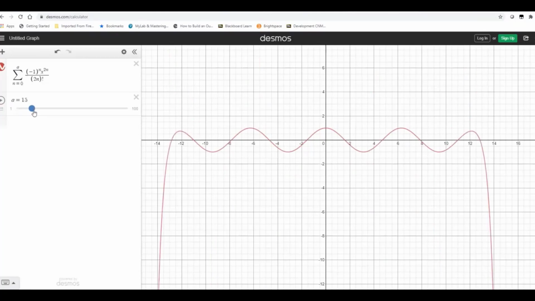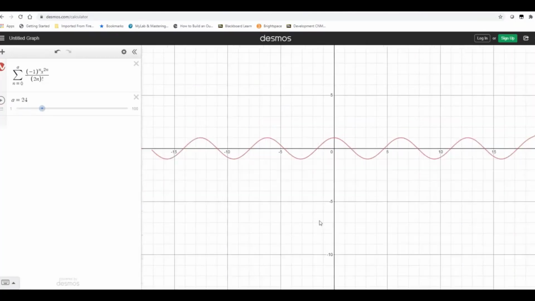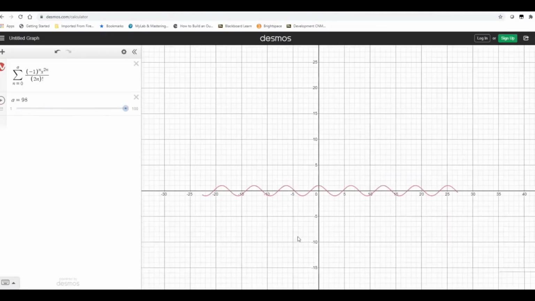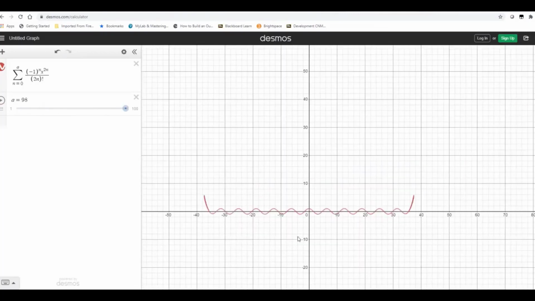Well, look what happens as I increase it. What is it doing? It seems like as the more terms that I include, the closer this is actually looking to being the cosine function itself. See what I'm doing there? So I can just keep going and make this look as cosine-y as possible, right? See that?